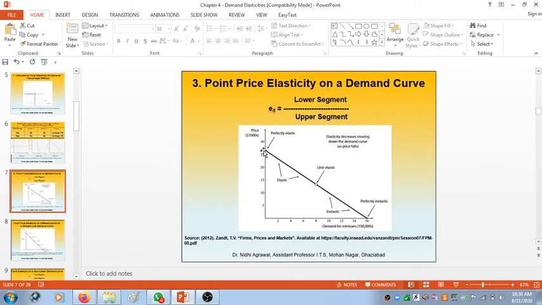If you are operating at point P, the lower segment exists here, but there is no upper segment. So for example the lower segment is 1 and the upper segment is 0. So 1 will be divided by 0, so the value will be infinity. Similarly at this point there is no lower segment, which means the numerator will be 0 and the denominator will be 1, so the value will be 0. Similarly at different points we can calculate the value of elasticity of demand, right?